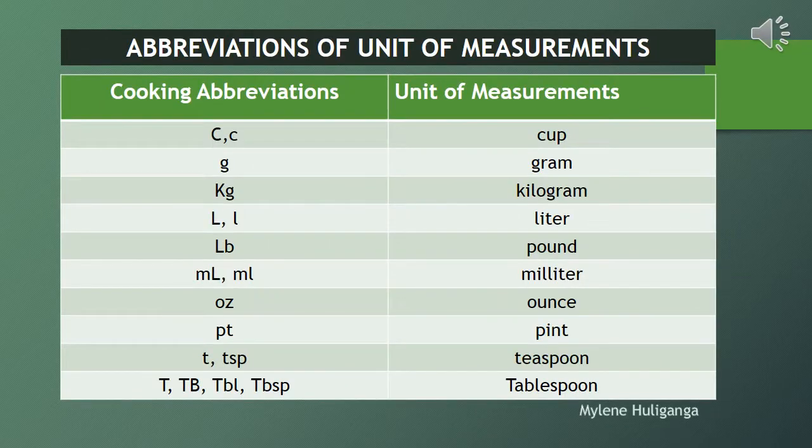The following are the abbreviations of unit of measurements. C for cup, G for gram, kg for kilogram, L for liter, LB for pound, ml for milliliter, OZ for ounce, PT for pint, t or tsp for teaspoon, T, TB, TBL, or TBSP for tablespoon.